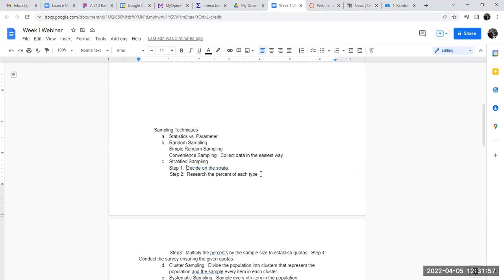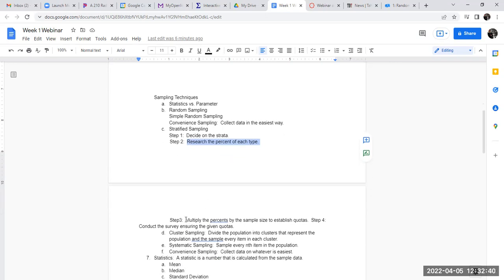Step 2, which has become really easy in the last 30 years, is to research the percent of each type. The easiest way to do that is ask Google. So for example, if you were doing a study of Lake Tahoe Community College students and you want to stratify by gender, it'd be very easy to go online and find out what percentage of LTCC are men, what percentage are women, and maybe what percentage are neither. It's very easy to find that nowadays. In the old days, that was hard, but now it's really easy. Just go online and find it. Any questions on step 2?